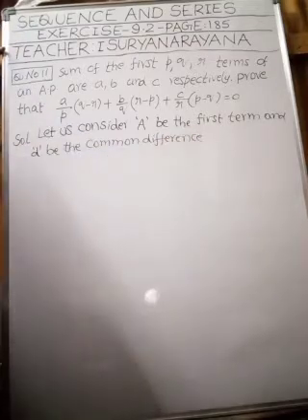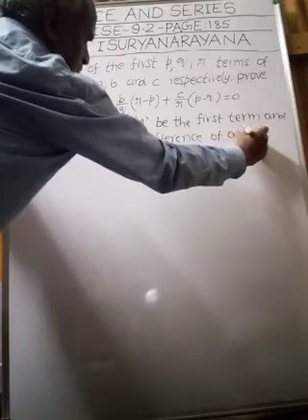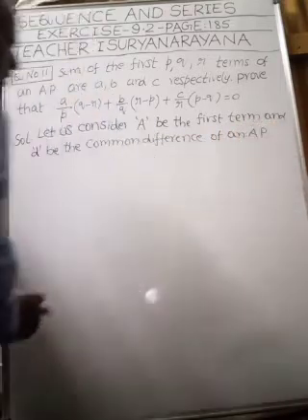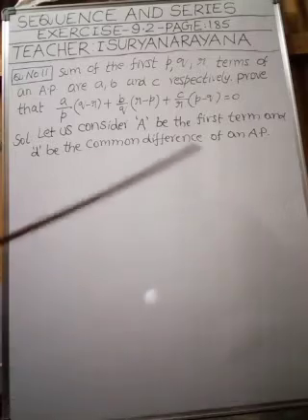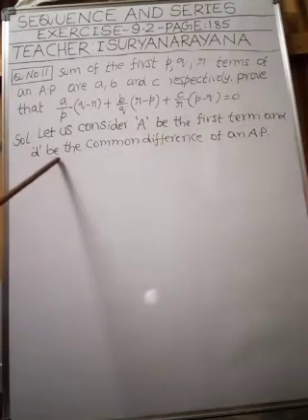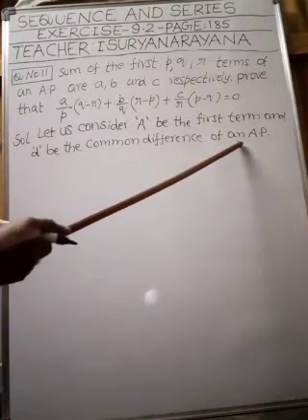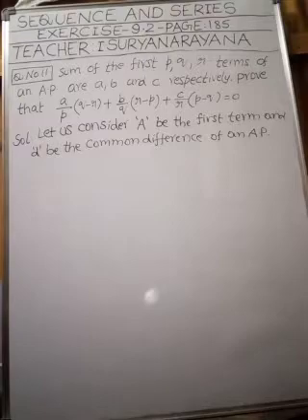Let D be the common difference of an arithmetic progression. As we have assumed for the previous questions, here also let us assume that capital letter A be the first term and small letter D be the common difference of the arithmetic progression. Then what is given here?